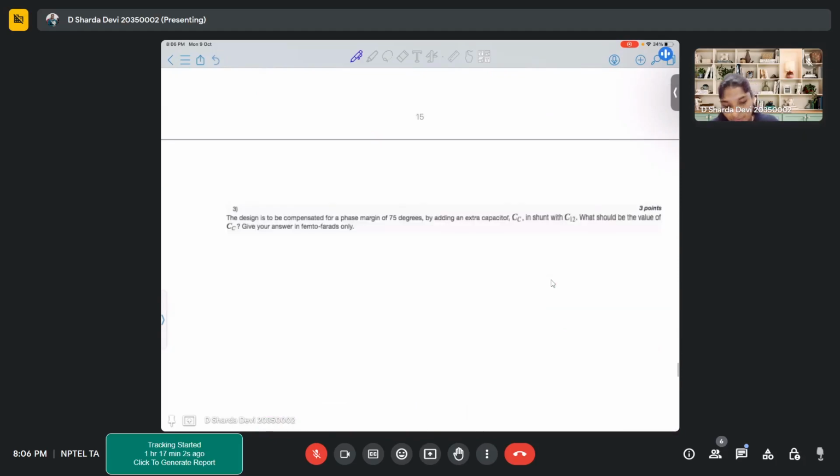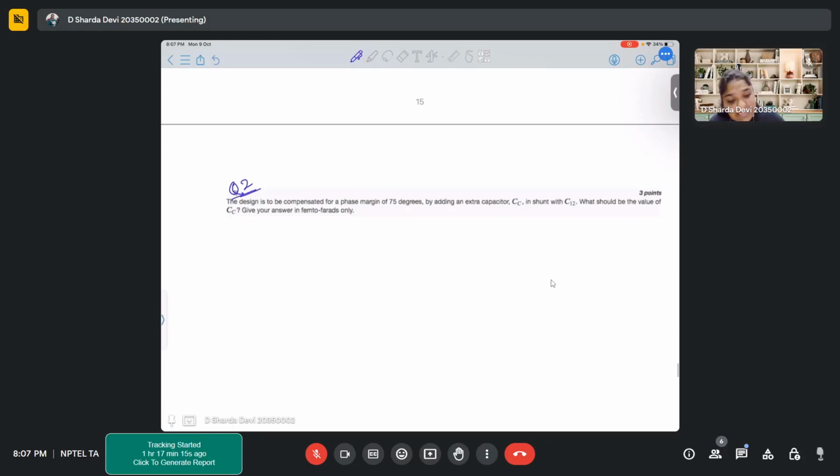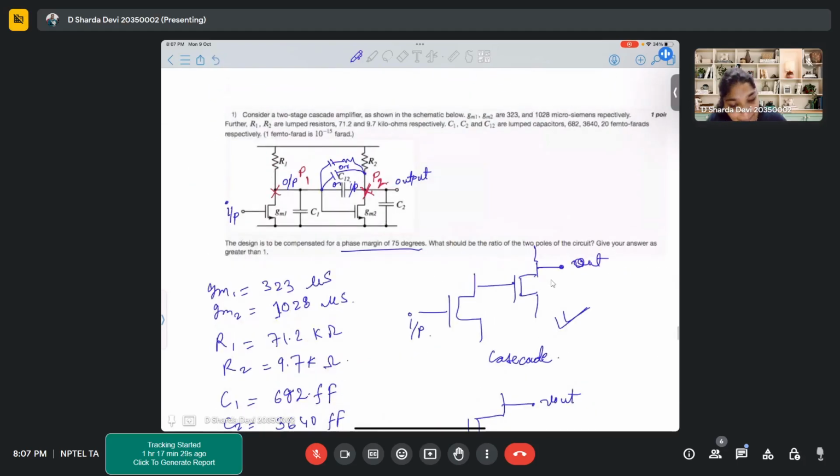Now, moving on to the next problem. The second problem was to calculate the values. So, you can do that on your own. Now this is a second type of problem. So here, the design is to be compensated for a phase margin of 75 degrees by adding an extra capacitor in shunt to C12. What I mentioned here, this is the capacitor C12, right?